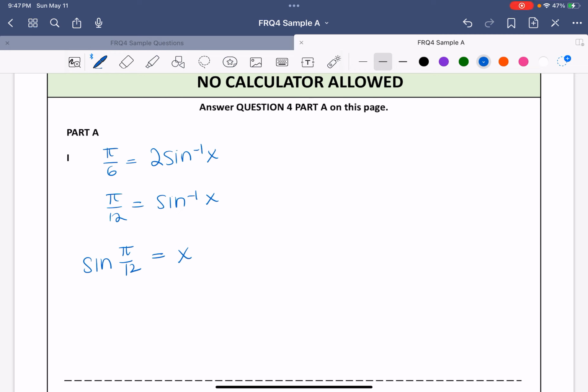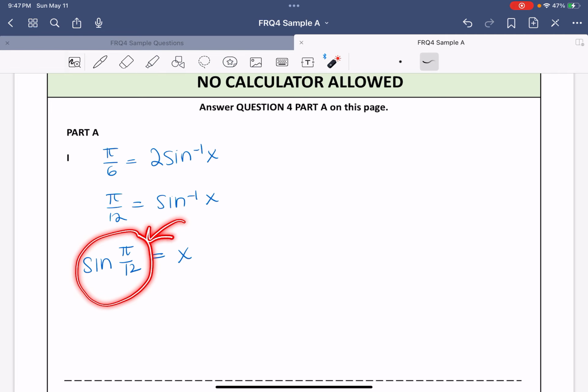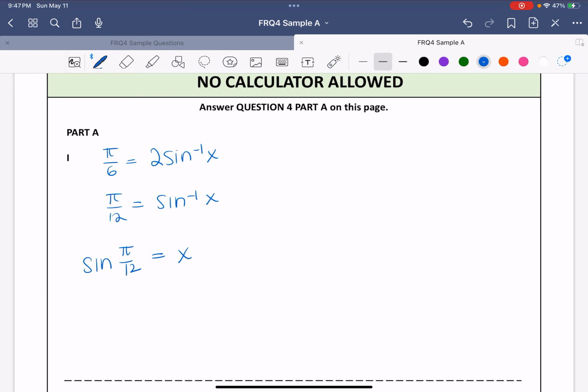One last thing: if this was something you could easily find on the unit circle, they would expect you to be able to give the actual value. But pi over 12 is not one of our unit circle values, so this is not something they expect you to have memorized. So you could just leave it exactly like that. I wouldn't box it in, but I would write it separately over here: x equals sine of pi over 12.